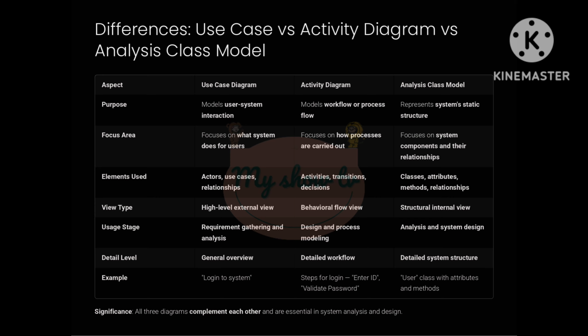Activity diagrams are used in design and process analysis. Class models are critical during system analysis and design. Together, these diagrams provide a full picture, from what the system does, to how it works, to how it is structured internally.